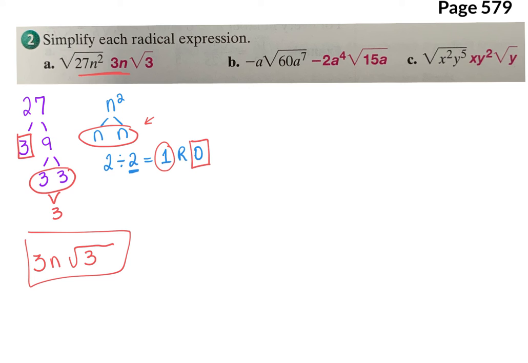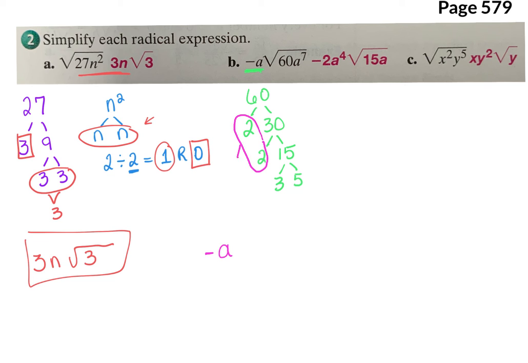Let's look at the second one. All right, for this one, I have this negative a on the outside, so I automatically know that that's going to be out there. And then I'm going to use my factor tree for the 60. So for 60, I know that it's divisible by 2 because it's even, so 2 and 30. 30 is also divisible by 2, 2 and 15. And 15 is divisible by 3, 3 and 5. And this is prime. So now I'm going to look for what pairs up.